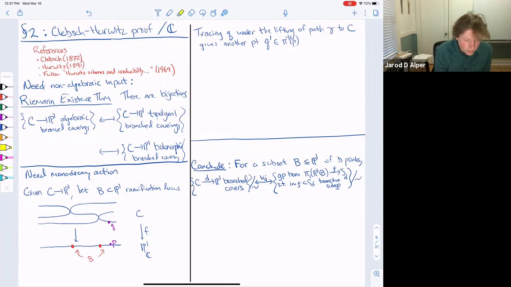So the one result we need that's non-algebraic is the Riemann existence theorem. And we'll need it in the following form: there are bijections between algebraic branch covers, topological, and holomorphic ones. It should be obvious that any algebraic cover gives you a topological one, same with any holomorphic one. But if you're given a topological branch covering, you can use that to define a holomorphic structure on C, inducing it from the holomorphic structure on P1. So it's not hard to see that these are actually equivalent. The content of this in the hard direction is that holomorphic coverings are algebraic.